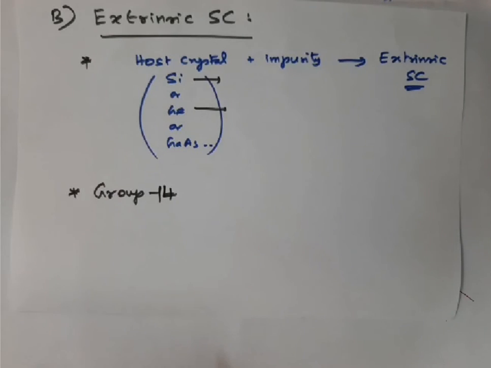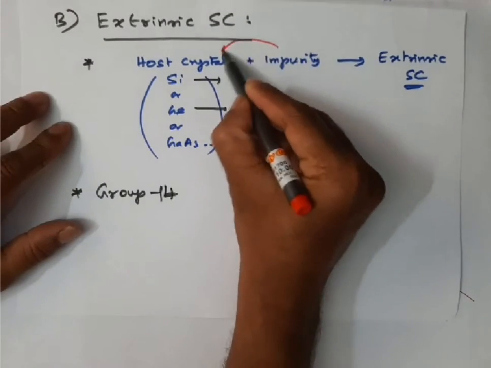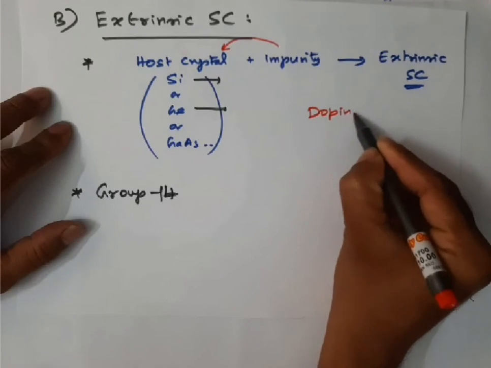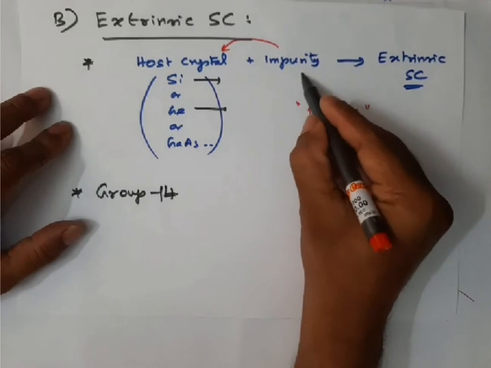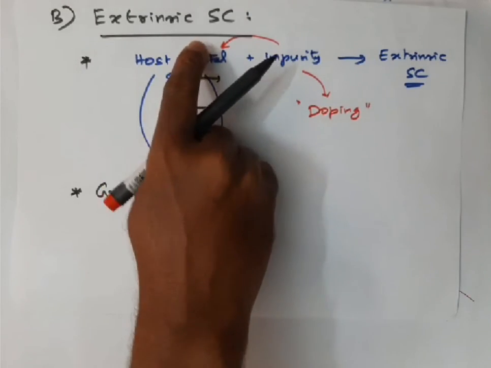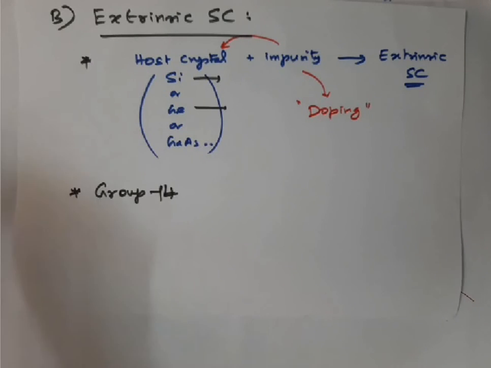Students, observe carefully. I forgot to say this point. Listen, addition of impurity to the host crystal is what we call doping. Doping means addition of impurity to a host crystal to increase the conductivity of the material. That's the reason why extrinsic semiconductors are also called doped semiconductors.